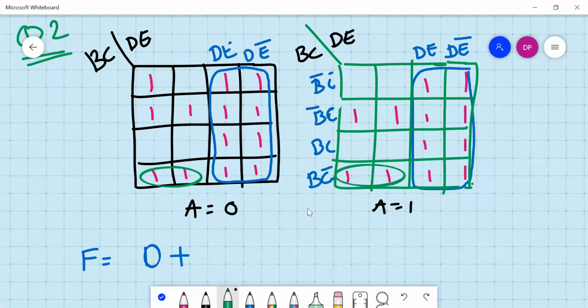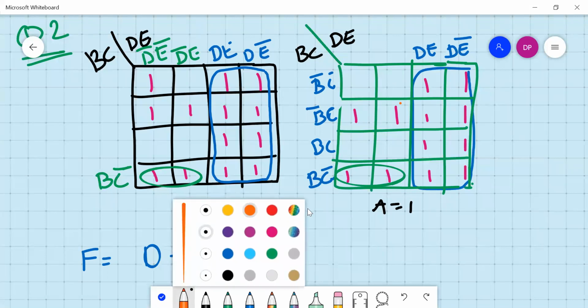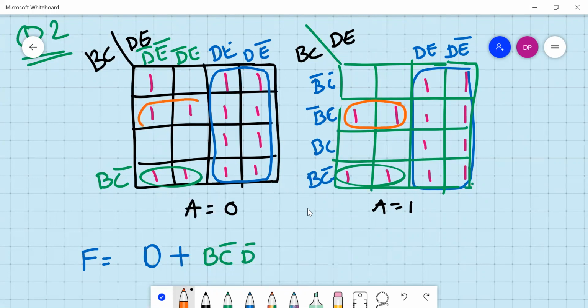What is common? BC complement is common. Along with that, what is common? This is D D bar, D complement, then D D complement, bar E. D bar is common. So B C complement is common and D bar is common. Then what other group can we make? This can be made as a group and this can be made as a group. A group of 4.